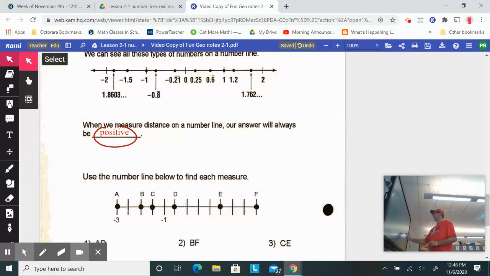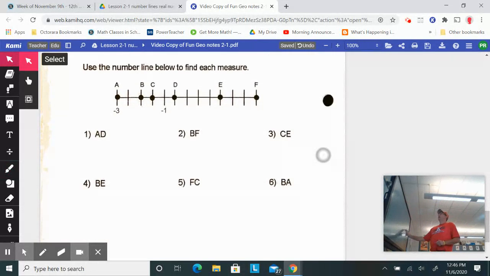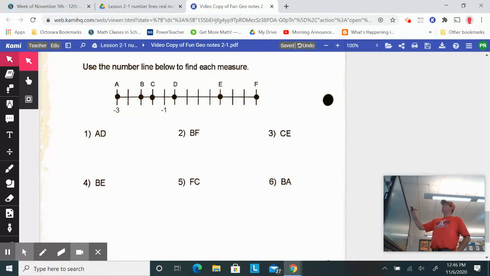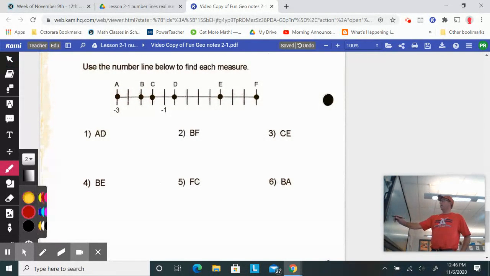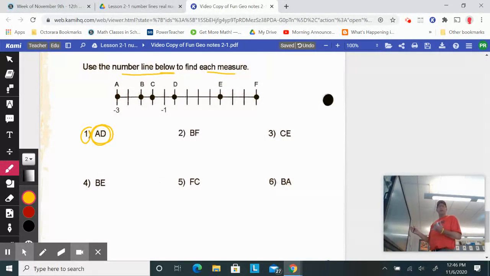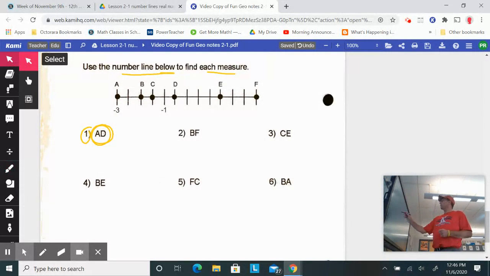Let's go ahead and look at a number line here. It says use the number line below to find each measure. Let's start with number 1. We need to find the distance from A to D. That's what AD represents, the distance from point A to point D. Before you do any of these problems, you're going to use this number line.